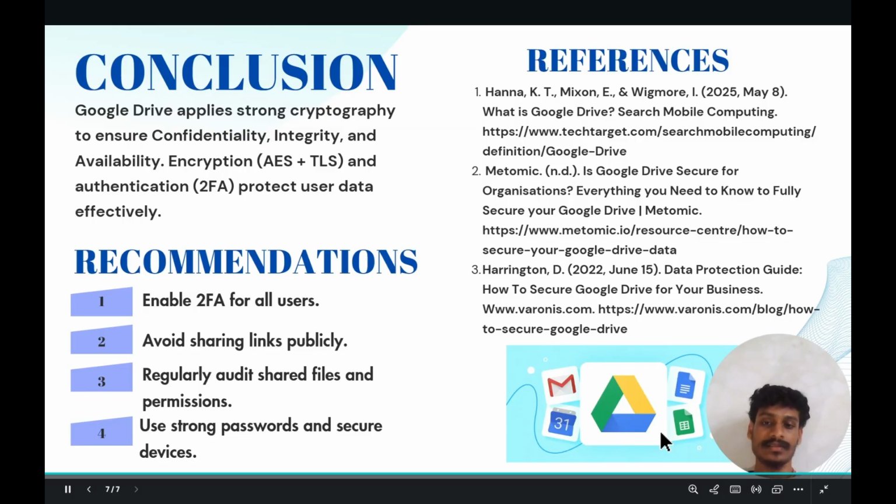Then we have recommendations. The first recommendation is enable two-factor authentication for all users, and the second one is avoid sharing links publicly. You have the option to share the link privately. Please use that. Third one is regularly audit shared files and permissions. Fourth is use strong passwords and secure devices. For example, when a user registers their account, use a strong password, for example, use a capital letter mixed with a small letter, and then numbers and symbols. Use all of that to make sure our account is safe and secure.